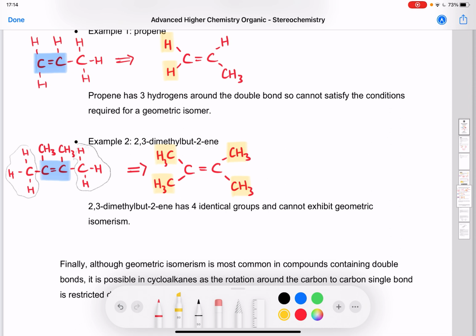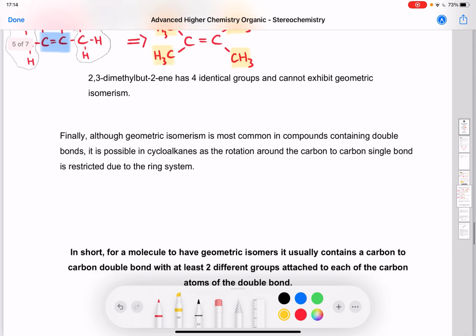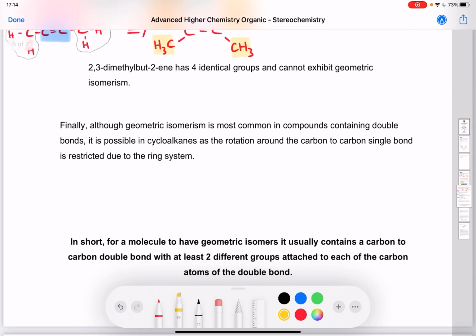substance. So, finally, although geometric isomerism is most common in compounds containing double bonds, it is possible in cycloalkanes as the rotation around the carbon-to-carbon single bond is restricted due to the ring system. So I'm going to attempt to show you a little example of a geometric isomer in a cycloalkane. So I'll draw both the cis and the trans.